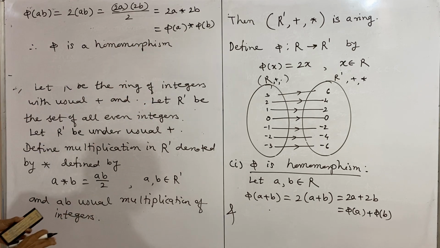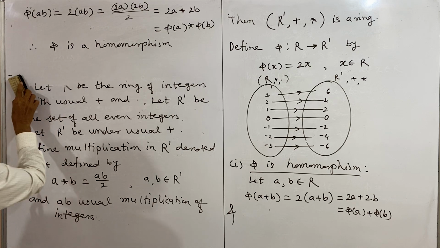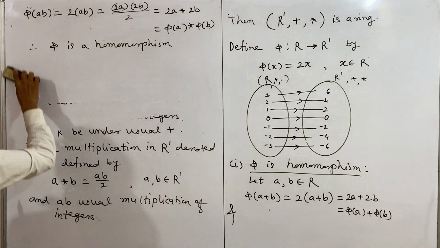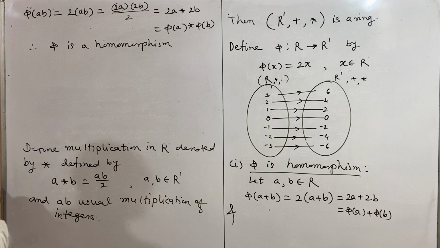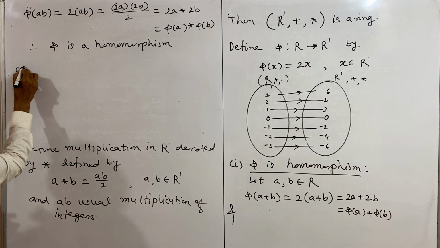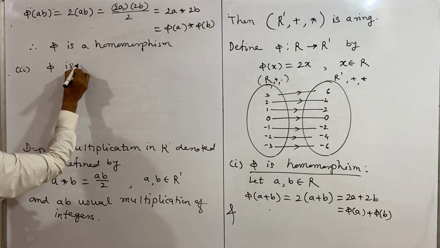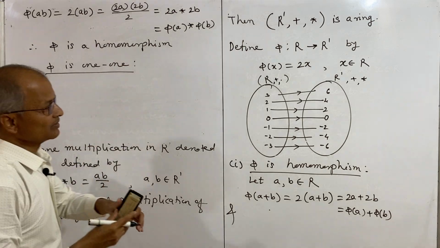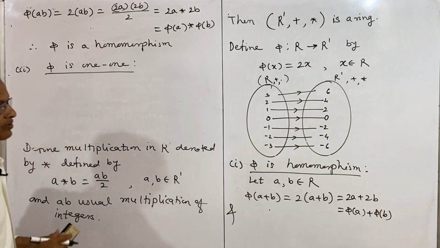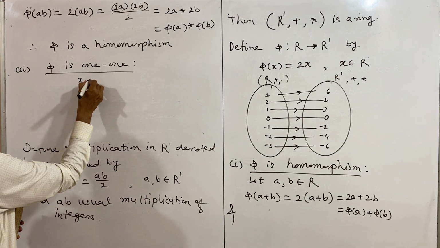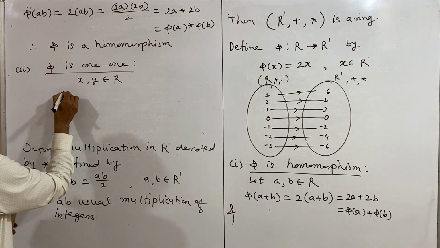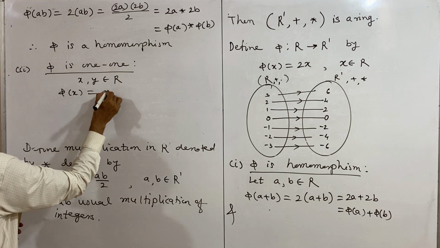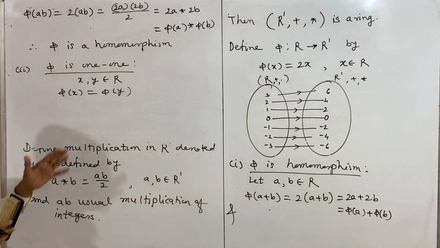Now next is phi is 1-1. So that is the second condition. Phi is 1-1. Now this is obvious and easy. So phi of x is equal to 2x. So what we shall consider is x, y belongs to R, and phi of x is equal to phi of y, and we have to prove x is equal to y.